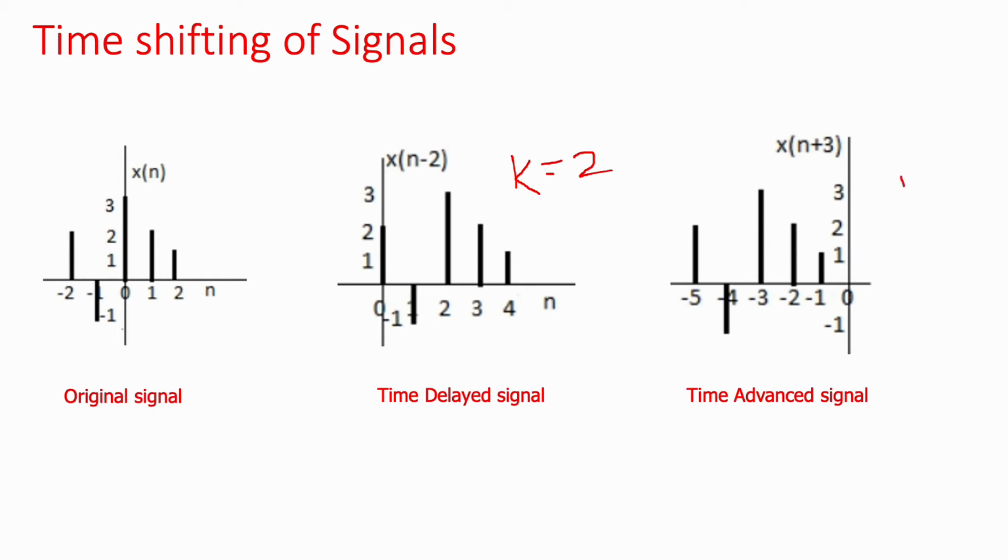Now here the k value is minus 3. If k is negative, it must be a left shift. Then it is advanced by 3 units, on the negative side. This is the discrete time signal time shifting operation.